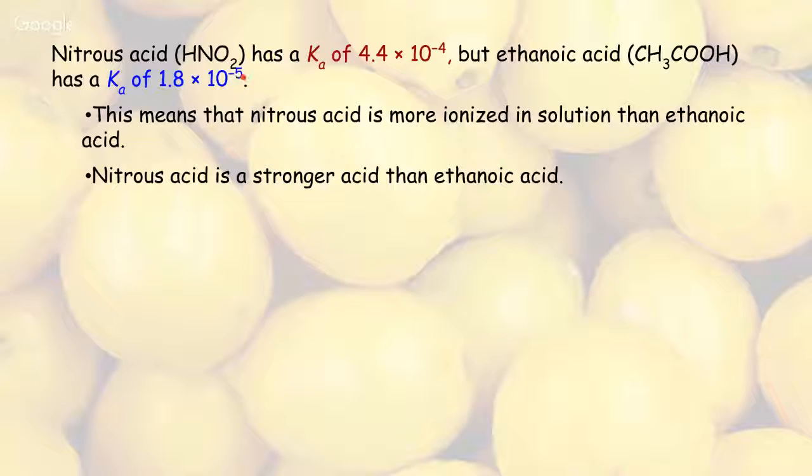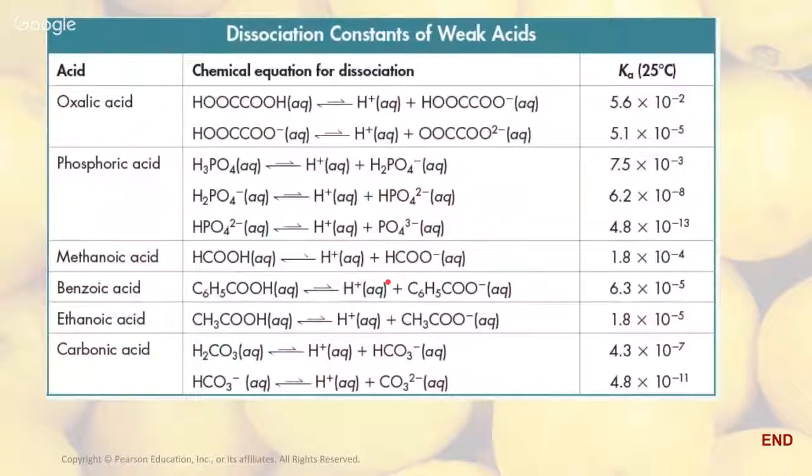If we look at those exponents, times 10 to the negative fifth is much smaller than times 10 to the negative fourth. So what that means is that the nitrous acid is going to ionize more, dissociate more than ethanoic acid. Therefore, nitrous acid is a stronger acid than ethanoic. The other thing that we can see too is that the more protons, hydrogen ions, that can dissociate, the smaller that acid dissociation constant is going to be.